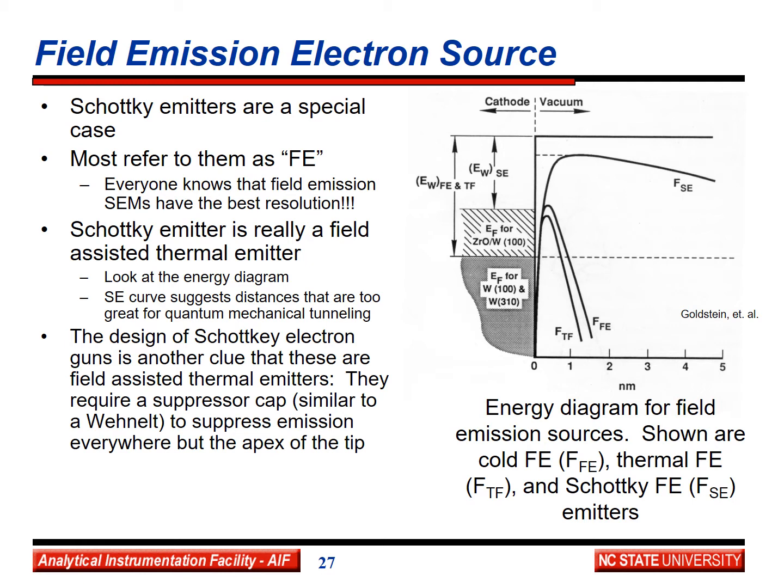The design of the electron gun and the emitter itself is another clue. The emitter uses a zirconium oxide coating to reduce the work function, and the electron gun itself employs a suppressor cap similar to a Wehnelt, which suppresses emission of electrons everywhere but the apex of the tip.